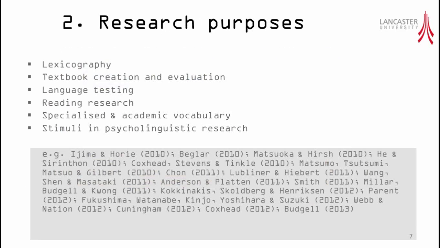Another group of purposes are research purposes. Vocabulary lists of words are commonly used in lexicography, dictionary building, textbook creation and evaluation, language testing, reading research, psycholinguistic research, and they are also used as a baseline for creating specialized and academic word lists. Just a cursory search in Google Scholar gives an overview of how much research there is based on the General Service List. This is just from the last 3 years.